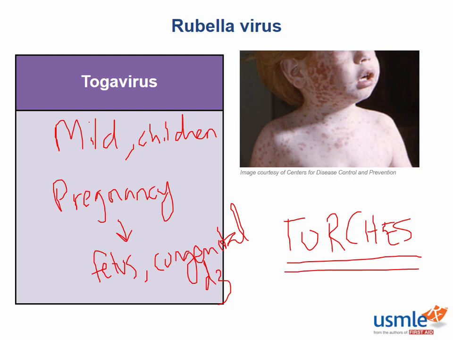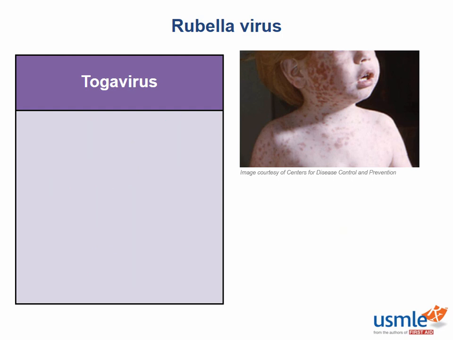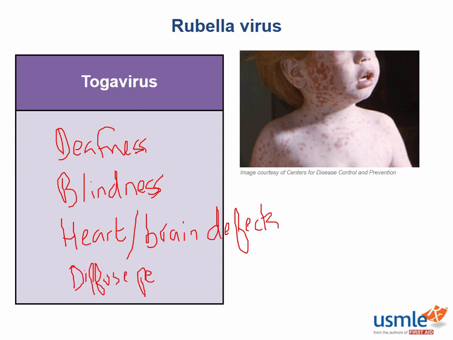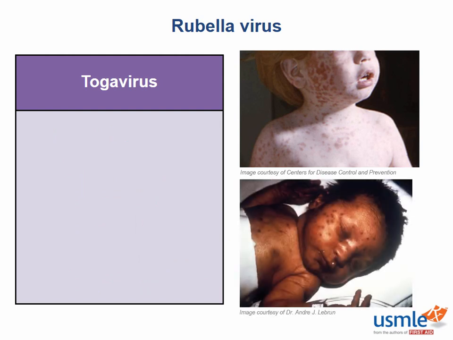If we think back to our microbiology lectures, do you remember the characteristics of congenital rubella syndrome? Congenital rubella syndrome is characterized by deafness, blindness, heart and brain congenital defects, as well as a diffuse petechial rash. As we can see here in this image, you can see the petechiae covering the face and spreading down into the trunk.